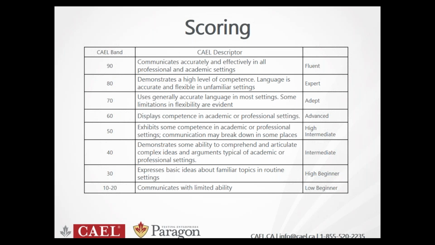And finally, the top score that you can receive is a 90. We would say that means that you're able to communicate accurately and effectively in all professional and academic settings, and that would translate into fluent. So it's very unlikely that you would need a 90 for the type of application that you're applying to.